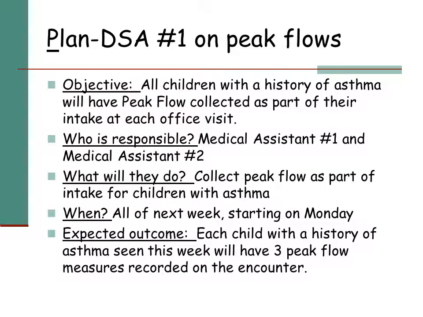So here's an example of a PDSA cycle, and the objective or the aim is that all children, I'm using peak flows, and this is the plan part. I'm doing it using peak flows because I know that's not what you all are working on. You're working on diabetes and heart disease, and so I wanted to use something completely unrelated. So the objective or the aim would be that all children with a history of asthma will have a peak flow collected as part of their intake at each office visit. So that's your aim. All children with a history of asthma will have a peak flow collected as part of their intake at each office visit.